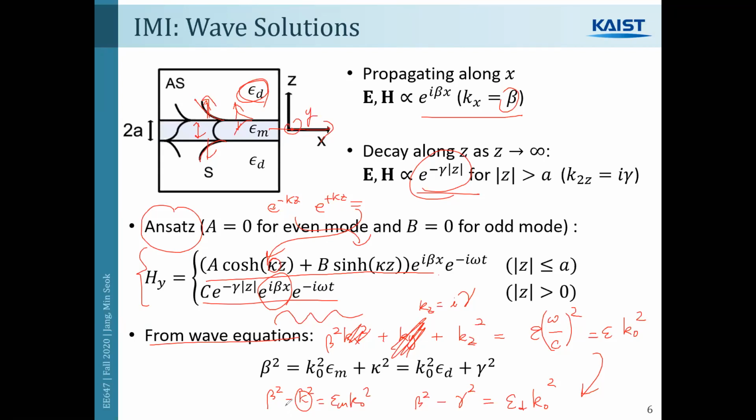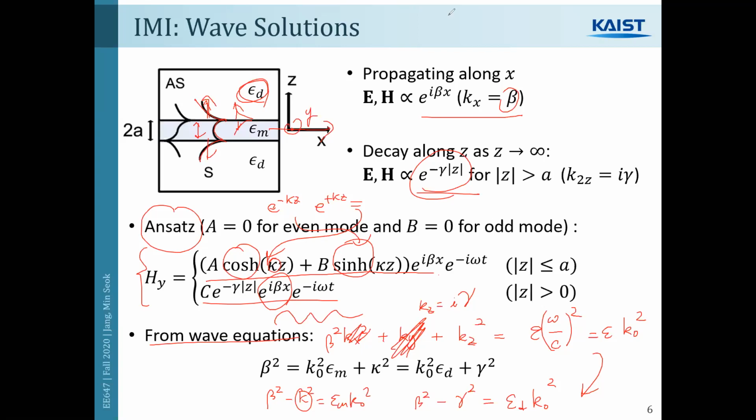So what I'm doing right now is basically the same as what we've done for the dielectric waveguide. The only difference here is that we assume not the trigonometric function, but we have cosine hyperbolic and sine hyperbolic functions inside the metallic regime. Okay.